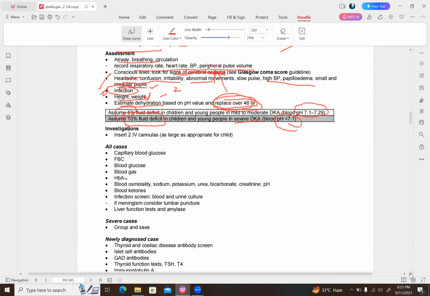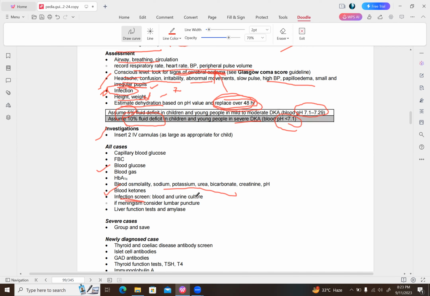Next is investigation. We all know you have to pass two cannulas. You have to do blood glucose, FBC, blood gas, HbA1c, blood ketones, which is important. Blood glucose is important, ketones are important, and electrolytes are important. Also see the infection focus.